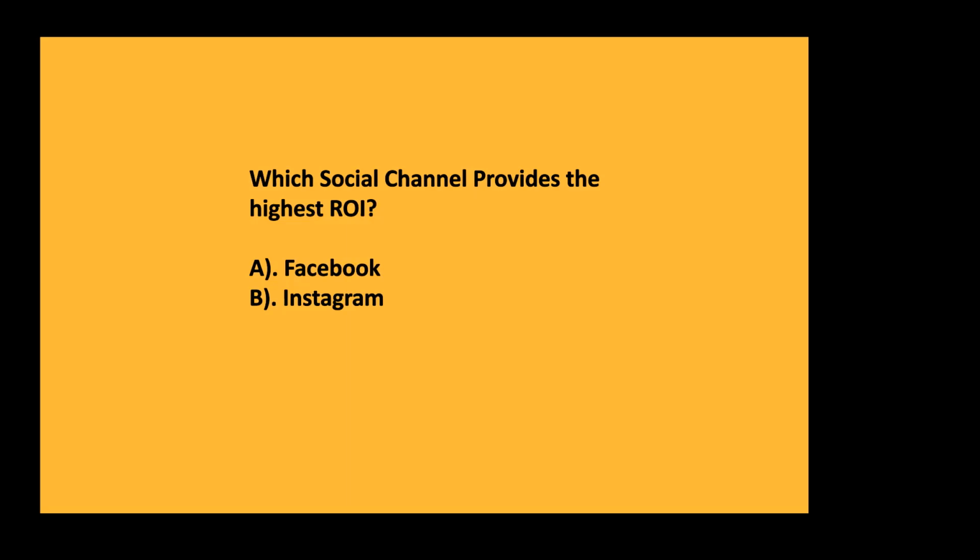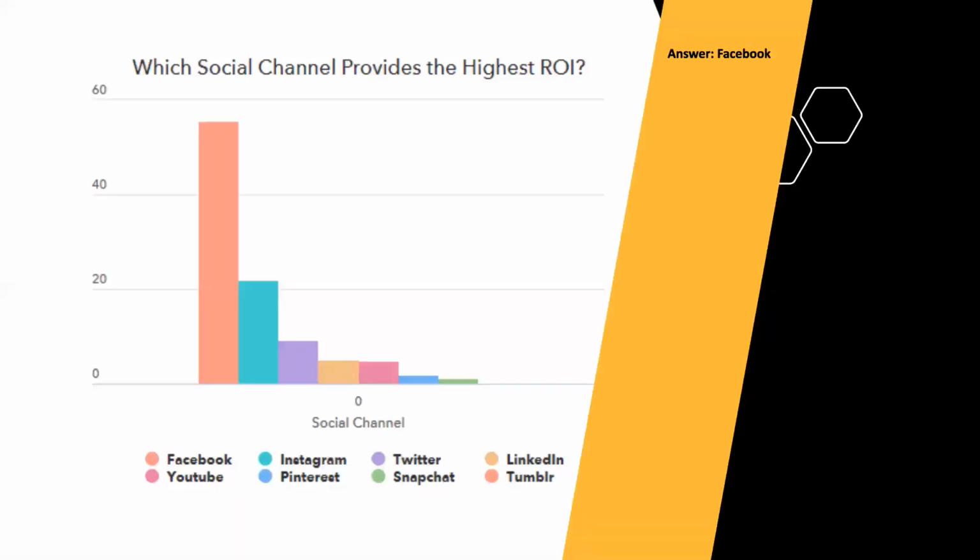Gotcha. All right, so it seems like we got a lot of Facebook. Yeah, we got a lot of Facebook, and a lot of you guys are right. Facebook is the social channel that provides the highest return on investment. And then after that, it's Instagram, Twitter, LinkedIn, YouTube. They're kind of close. Pinterest, and then Snapchat, which was surprising to me.